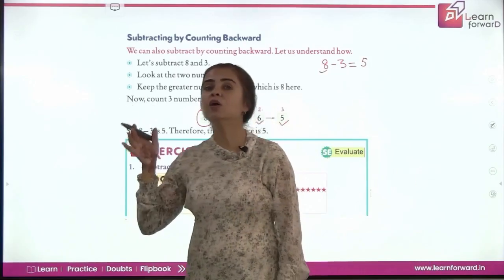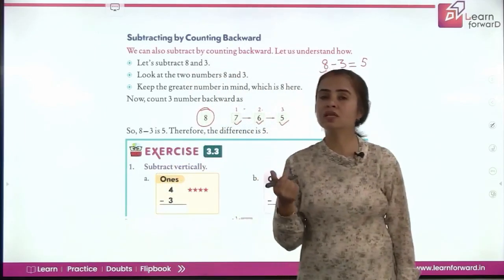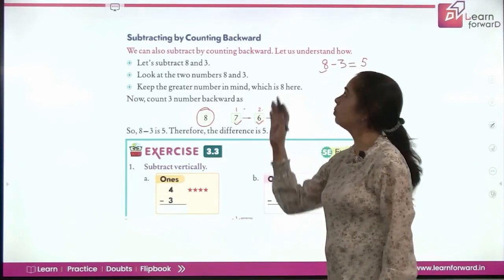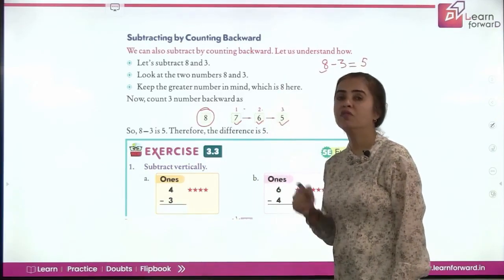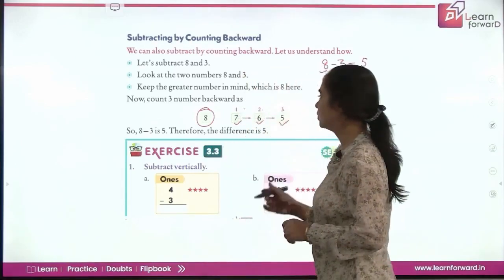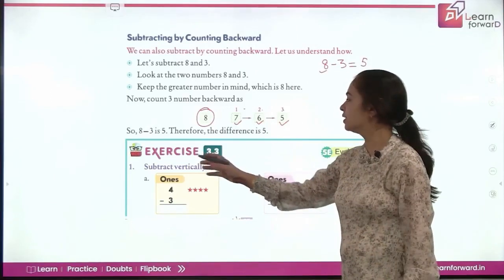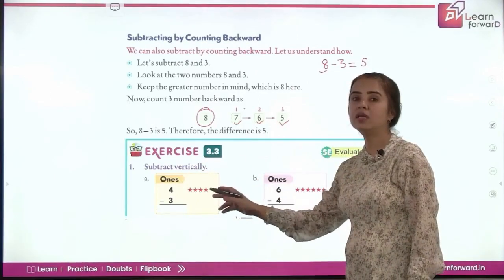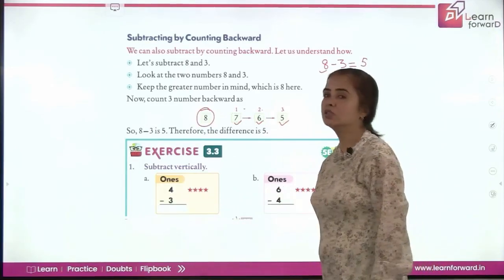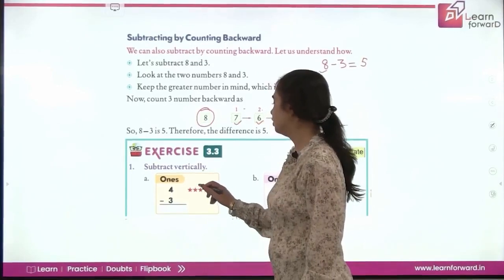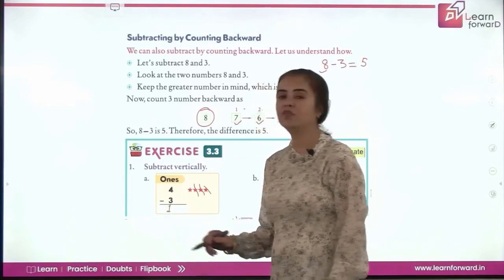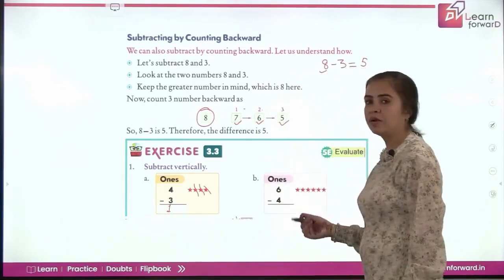So we have done vertical subtraction using stars and crossing out the stars, and this is your subtraction by counting backwards. We have also learned about subtraction on number line, right students? So here's an exercise for you. Exercise says subtract vertically. So you will be writing one below the other. 4 minus 3. So how many stars will you cross out here? 3. Very good. And the left one is 1. So your difference is 1. So I'm sure you can do this part also.